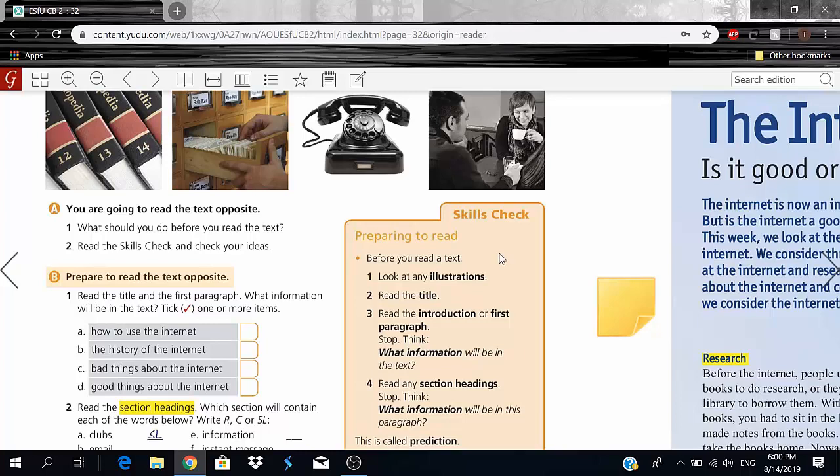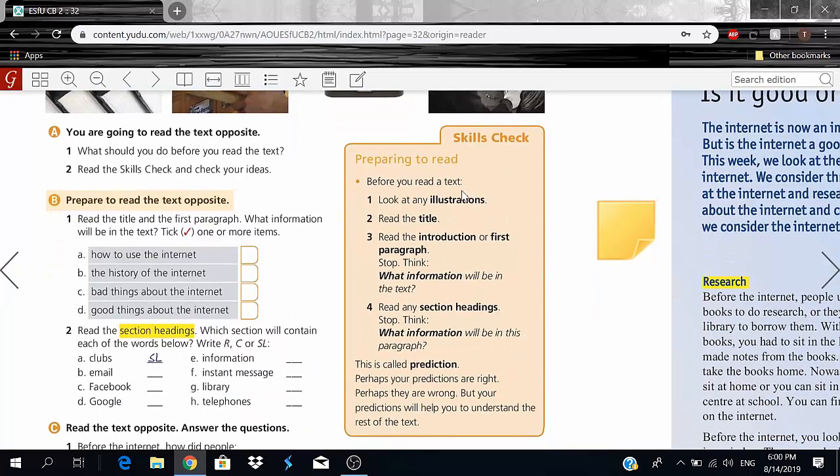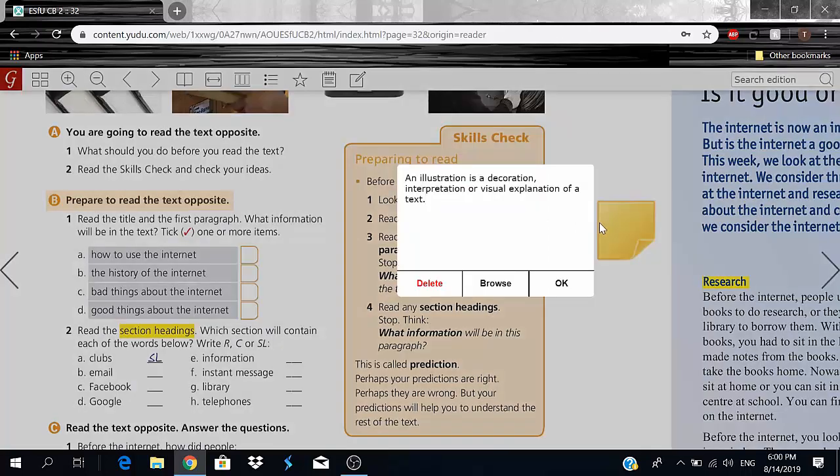Okay, so obviously, before you read a text, always look at any illustrations. And what are illustrations? Funny you ask. An illustration is a decoration, interpretation, or visual explanation of a text. What that means is basically, you guys remember when you were kids and you would take a book and just look at the pictures and not read anything because you were too young to understand what it means? That's what an illustration basically is.